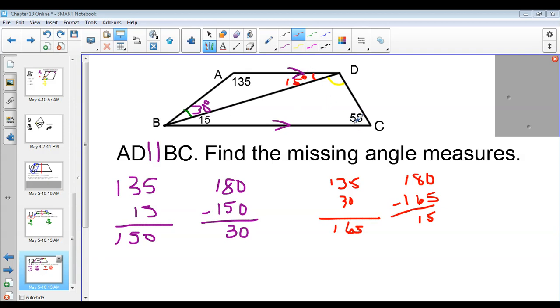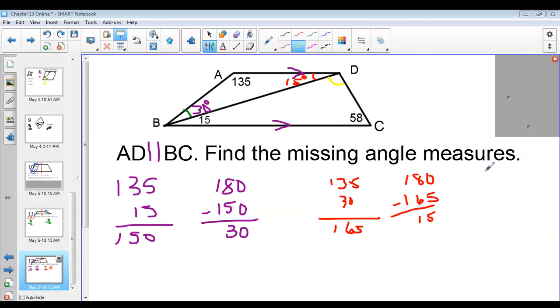Fantastic. Now I have two strategies for figuring out what this angle is up here. I could do 58 plus the 15 and then subtract from 180 to get this gold angle. So it doesn't matter which way I'm going here, because that 15 is common in both this triangle down here, triangle DCB, or I could use the rule of 180 up here.